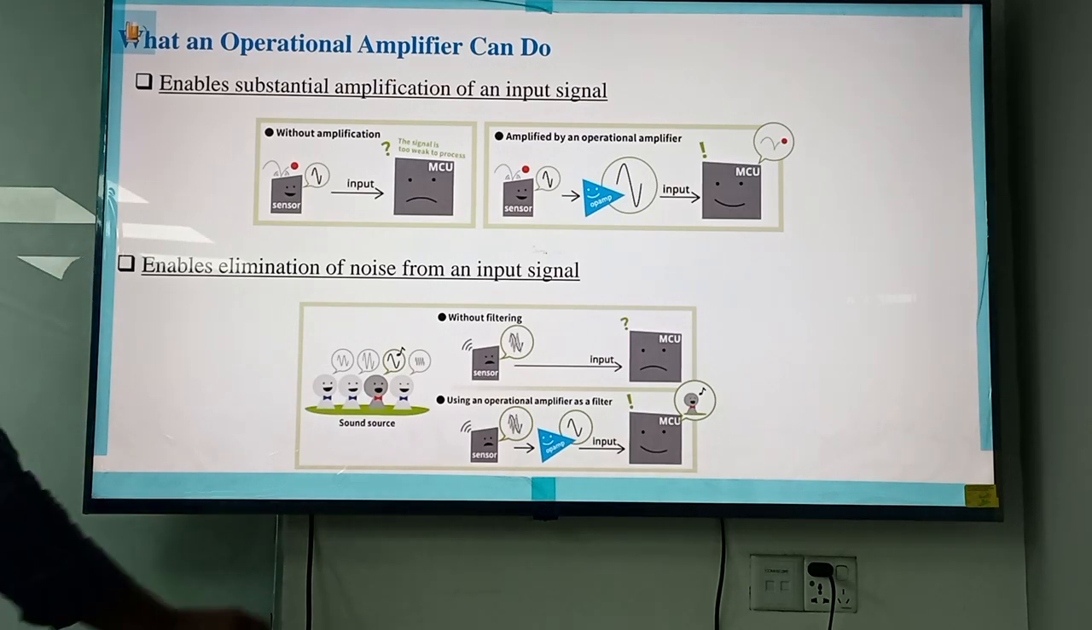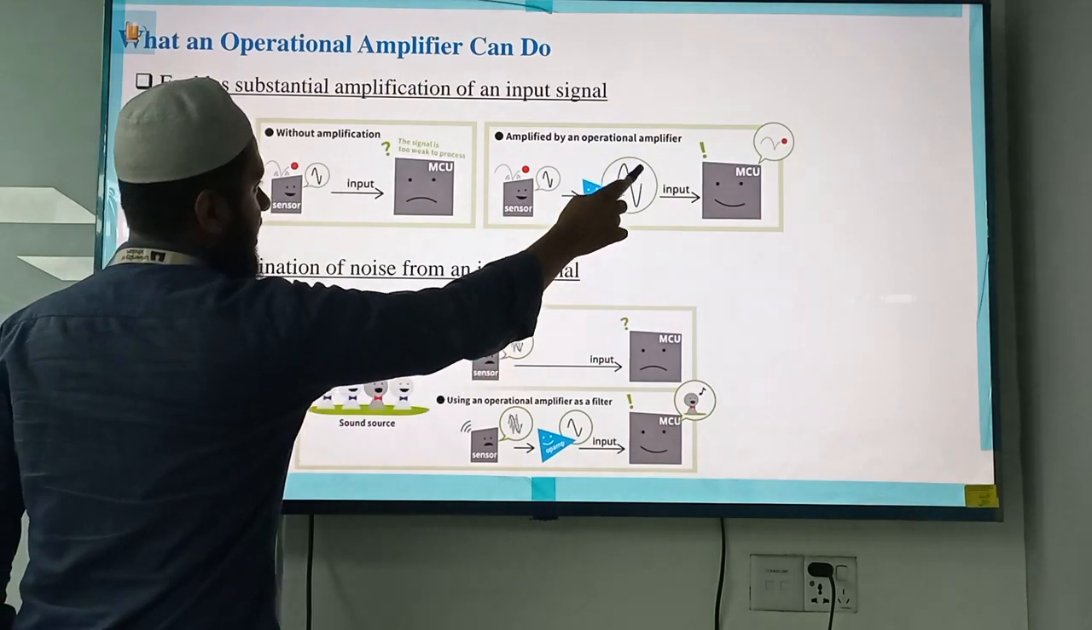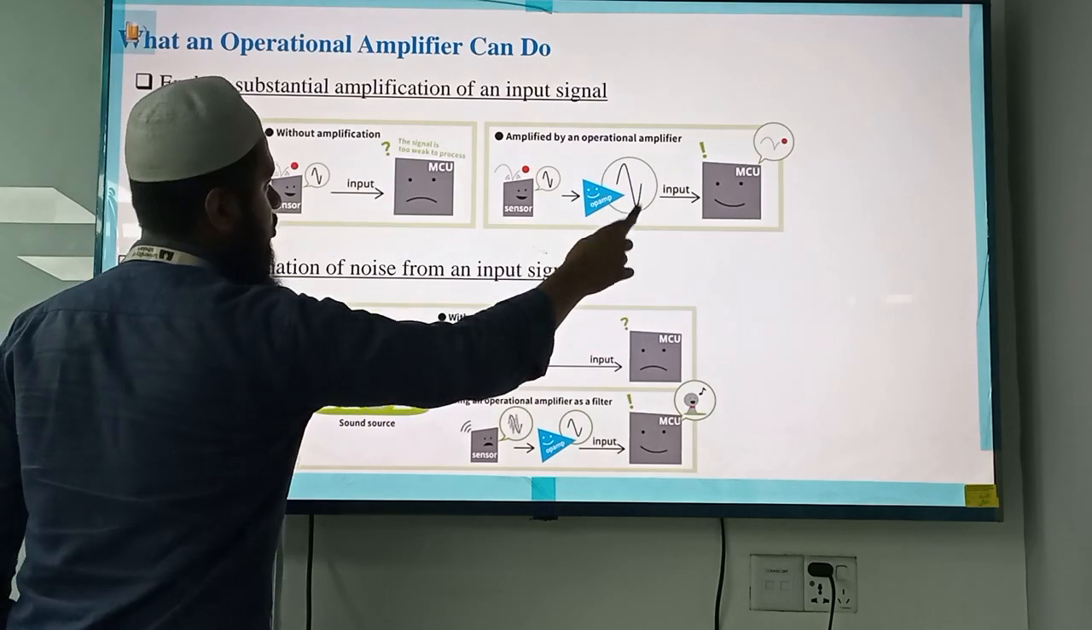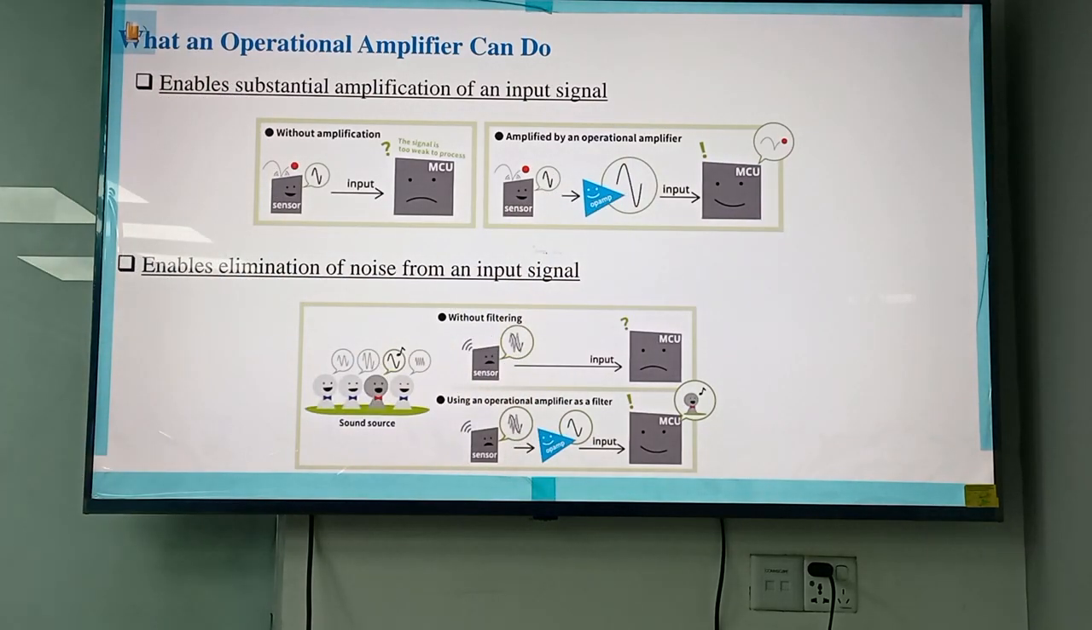So I have a question for you. Does the sensor output here, which you can see has become larger and stronger, change? No, sir. No, because you are multiplying with the gain, and that's why the signal is amplified. But you didn't change any fundamental characteristics of that signal. Okay. So this is the first thing: it enables substantial amplification of an input signal.